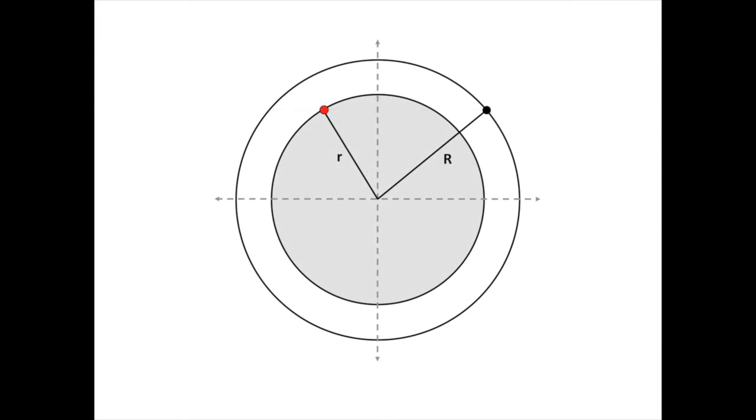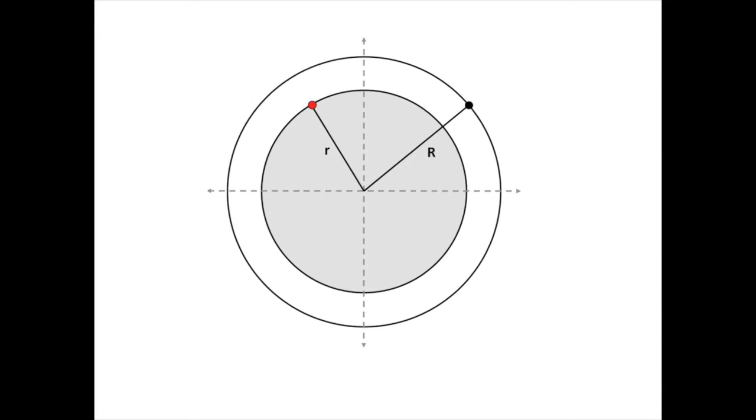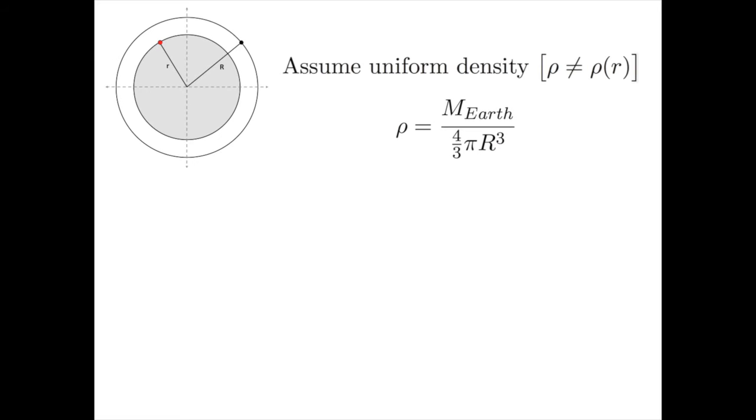At a certain distance r from the center of Earth, there is an external shell and an internal sphere. We use Newton's shell theorem, which states that if a body is a spherically symmetric shell, which we assume it is, no net gravitational force is exerted on an object inside the shell. Therefore, the force of gravity on the train is only due to the internal sphere. Assuming uniform density, we're able to compute the mass of the internal sphere as such.